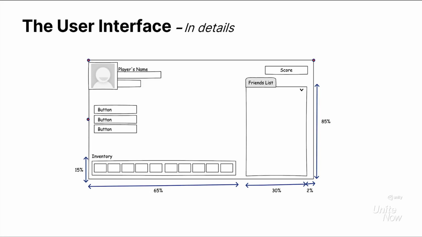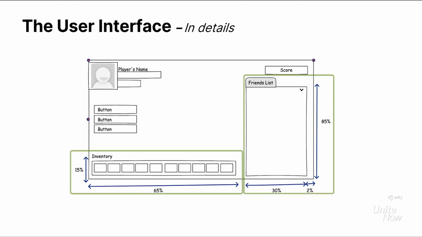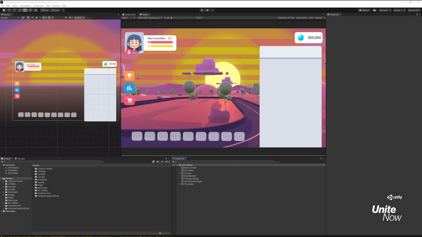Now, let's go back to our UI. We've requested more information about the UI from the artist, so we could have it following the screen. They asked to have the avatar being in the top left of the screen, the score in the top right, having the button in the left center, and the inventory and the friends list taking a percentage of the height and the width. We'll do just that.